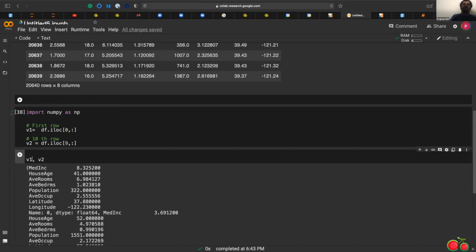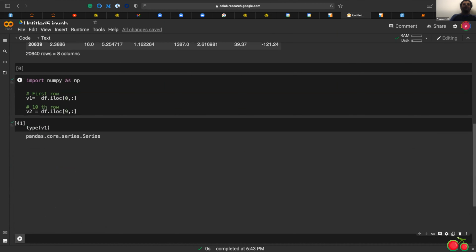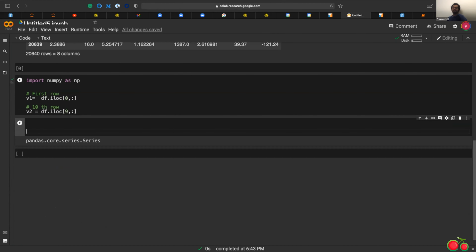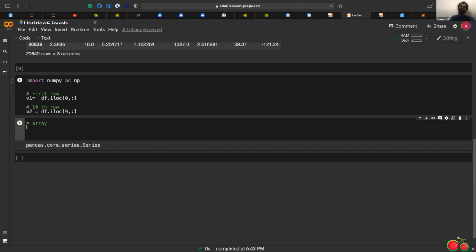Right now these are not numpy arrays. These are pandas series, because I'm just slicing the data frame. So how do I get just the values? I don't want the column names. I know there are 7 columns, so the vector is going to be 7 columns long. How do I get that from v1? Any guesses?